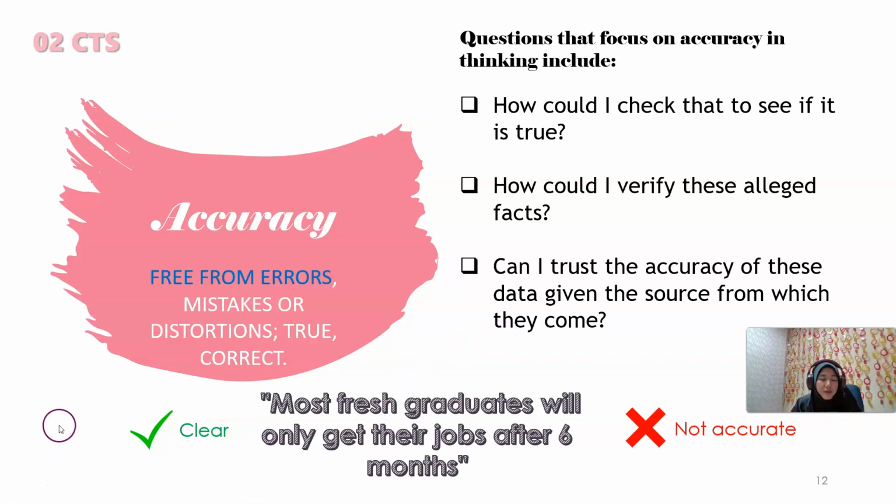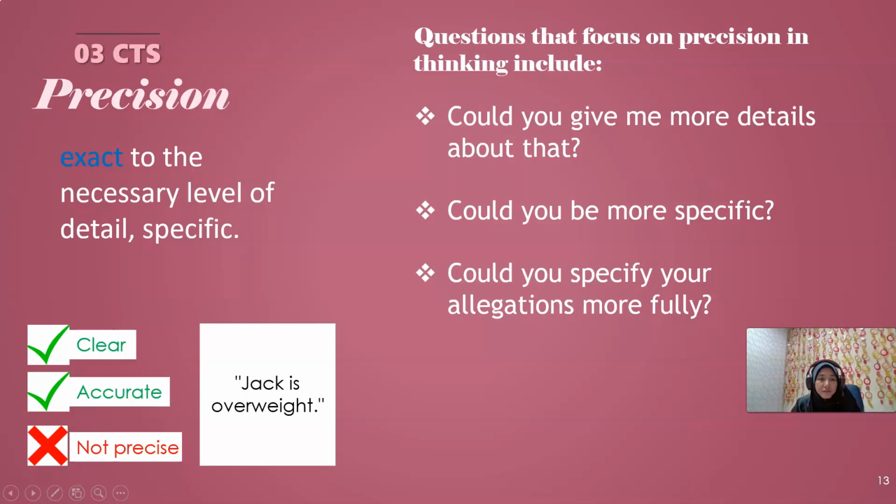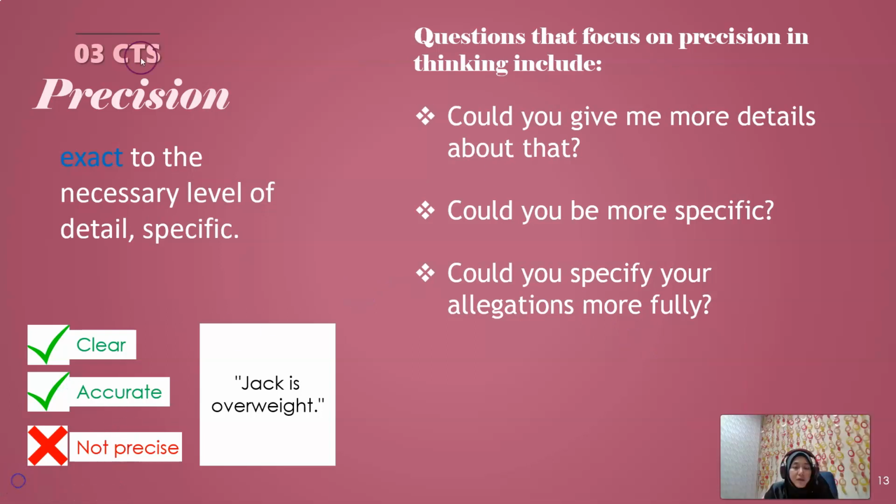Okay, next we look at number 3, precision. Precision is exact to the necessary level of detail. It's very specific, precise. So a statement can be both clear and accurate but not precise, for example here: Jack is overweight. This statement is very clear and accurate but not precise. What is the meaning of overweight? What is your meaning?